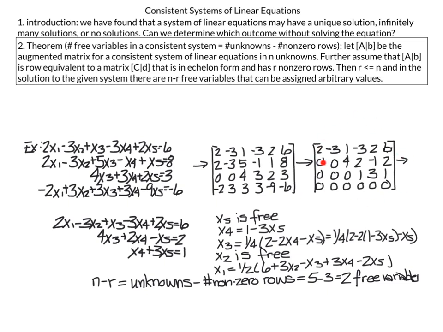So this echelon form matrix represents this system of equations here, which is 2x1 minus 3x2 plus x3 minus 3x4 plus 2x5 equals 6. The second equation, represented by the second row of our echelon form matrix, is 4x3 plus 2x4 minus x5 equals 2. And this last row is x4 plus 3x5 equals 1. Actually, the very last row is 0, so that's just 0 equals 0, which isn't interesting.